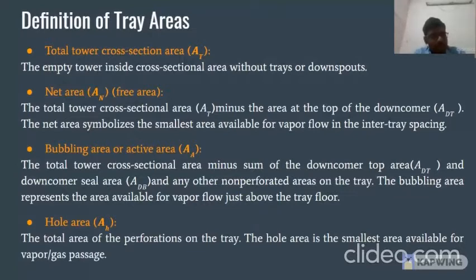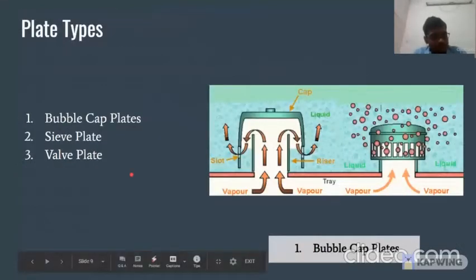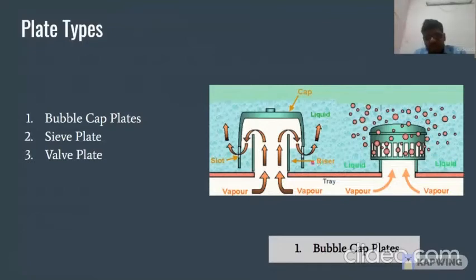Moving next, we have different plate types. There are mainly three types of plates. One is bubble cap plate, another is sieve plate, and then valve plate. We will see all of them one by one. The first one is bubble cap plate. They consist of a riser, which is also called a chimney. The riser is attached to the tray with the help of a hole, and then a cap is mounted above it.